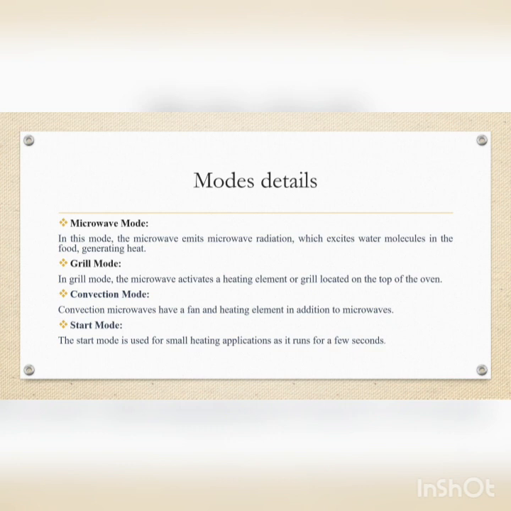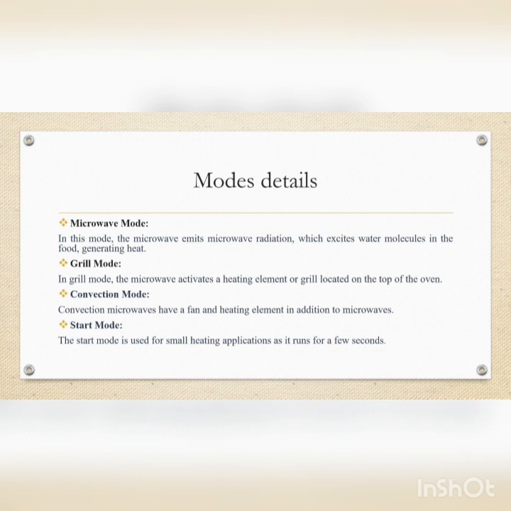First we discuss the microwave mode. In this mode, the microwave emits microwave radiation which excites the water molecules in the food. We have to set a certain time, and the excited water molecules in the food generate heat. Next is grill mode. In the grill mode, the microwave activates the heating element on the top of the oven, and the grill is heavily heated.